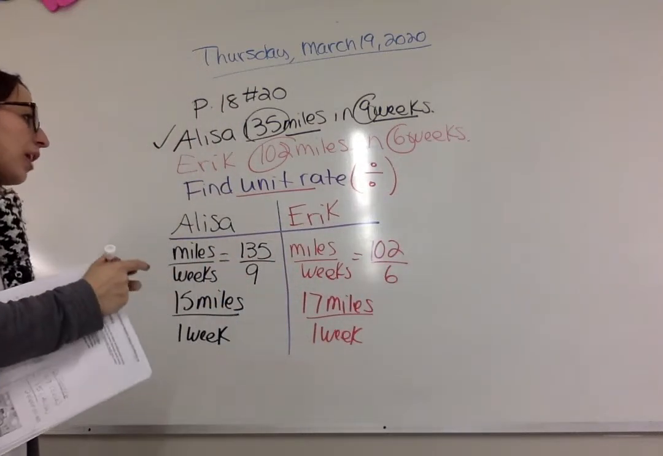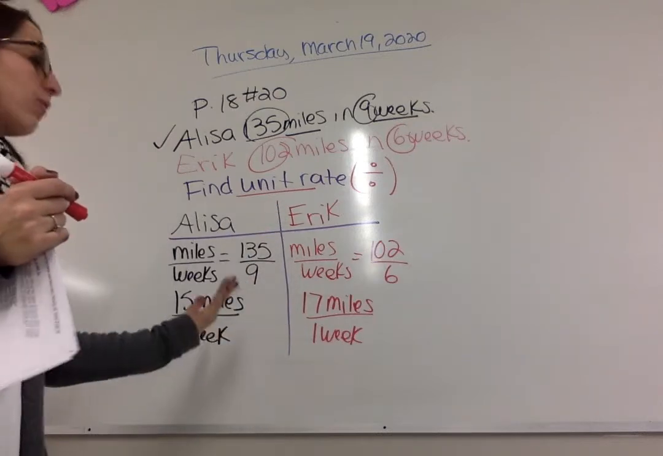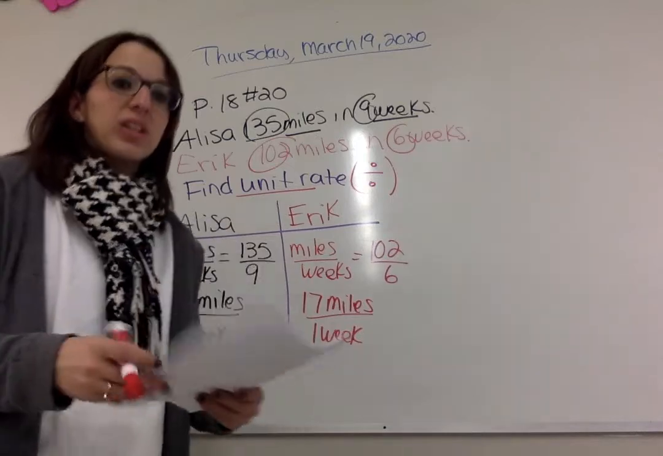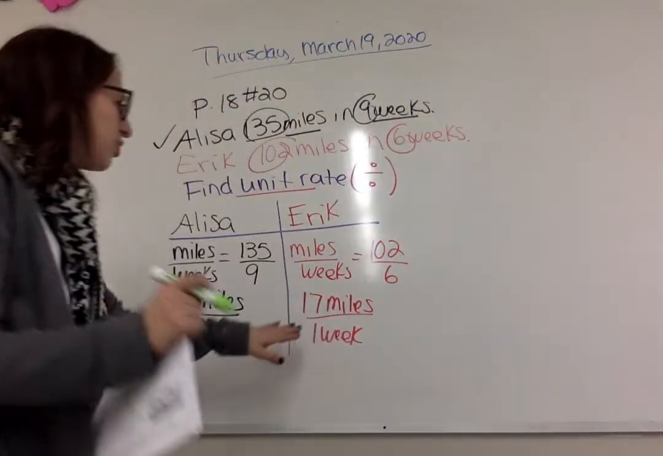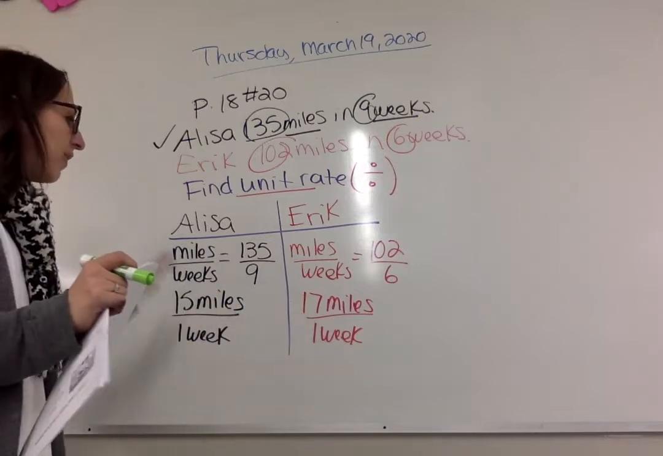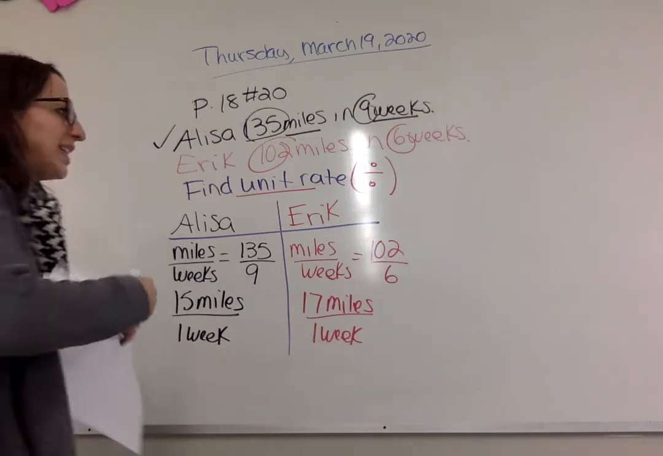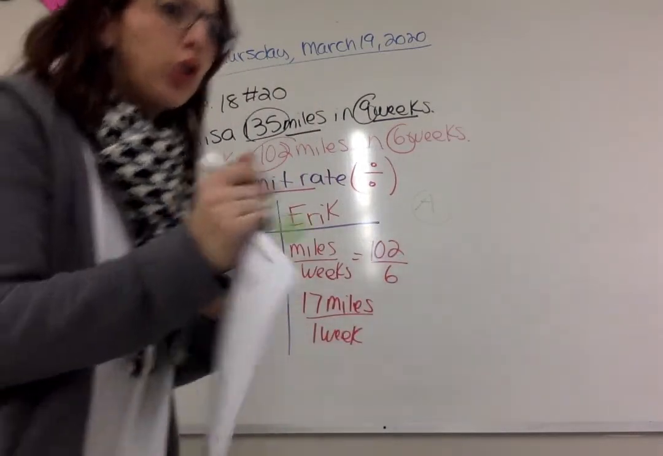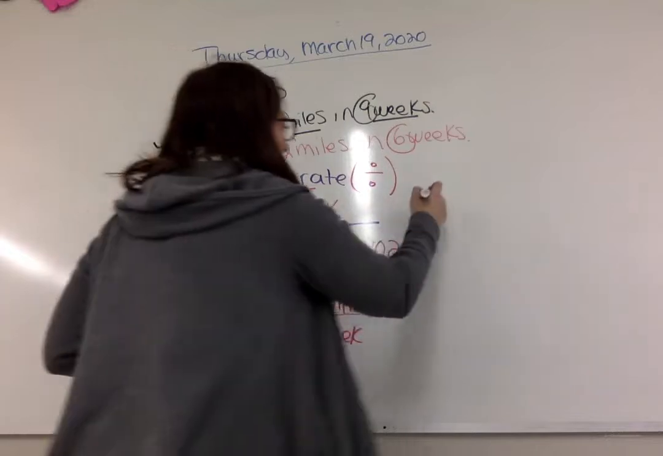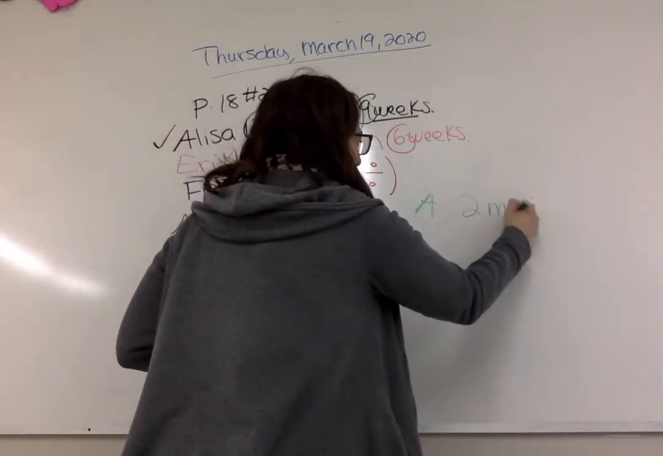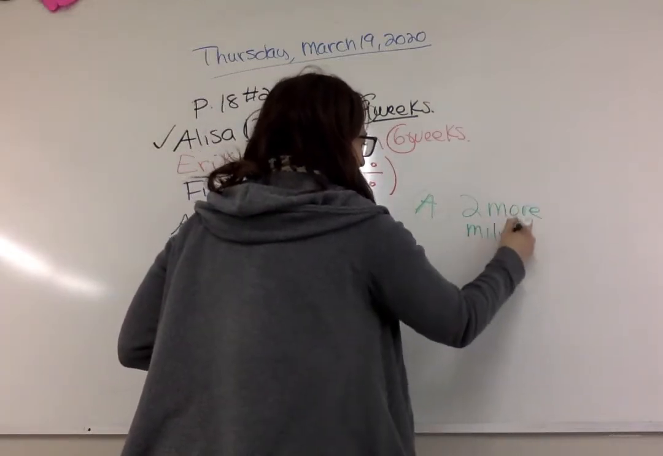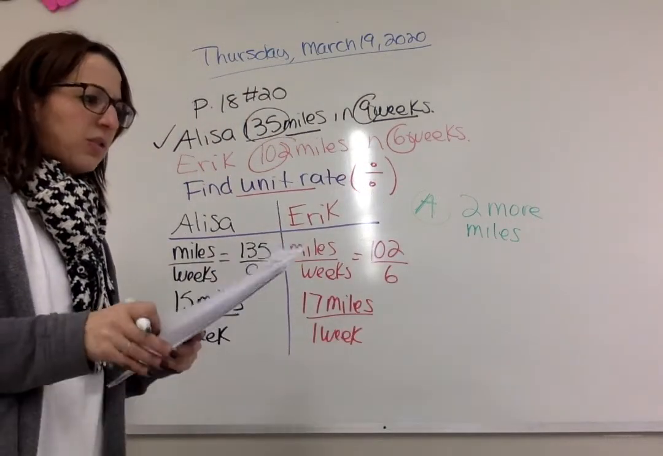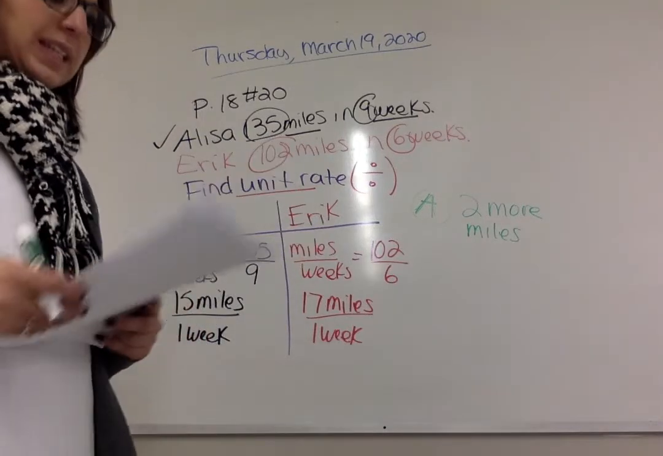So now I ask myself, obviously, Eric rode more. He rode 17 miles, Alyssa rode 15. Which statement accurately matches? I've got to find the difference. To find the difference, I subtract 15 from 17, and I arrive at 2. So choice A, which says that Eric rode 2 more miles than Alyssa. So Eric, 2 more miles. And that is how you find the unit rate. Take 10 seconds to write this down, and then we're going to move on to question 21.